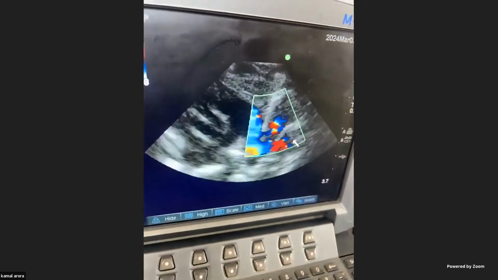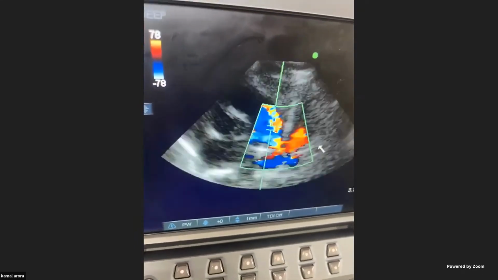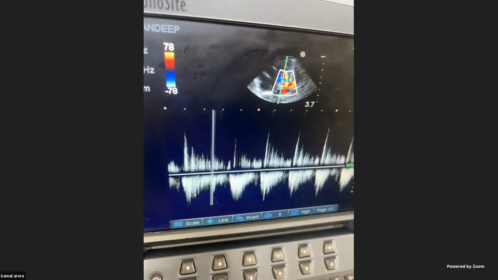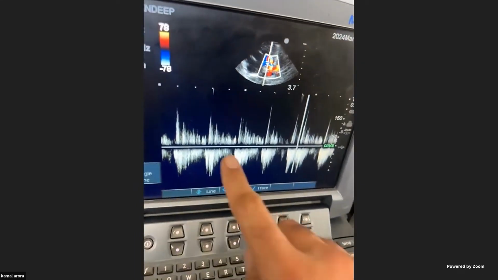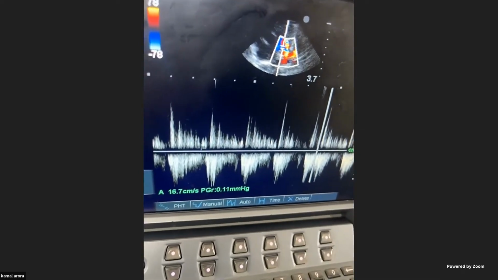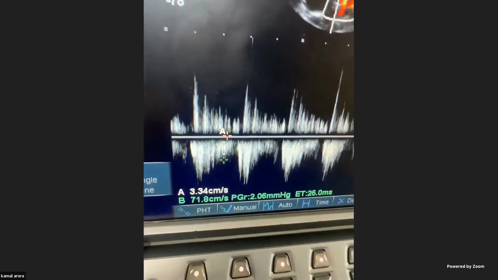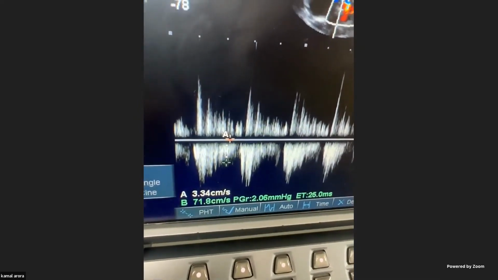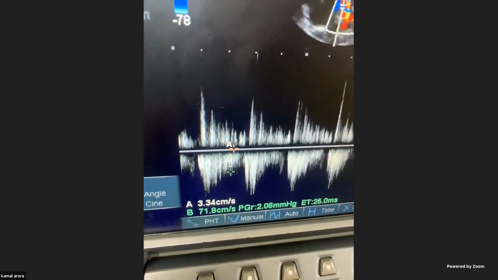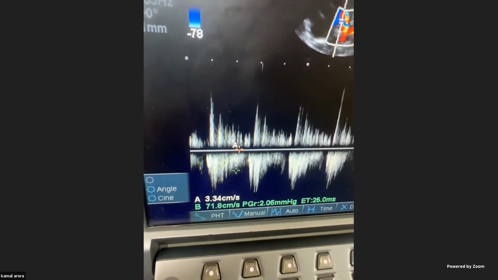So if I put a color over here, you can see there are some diastolic turbulences in the LPA, and the velocity is nearly 71. If it is more than 50, then it's a mild duct. So mild to moderate. If it is beyond 150, then we say a moderate duct.